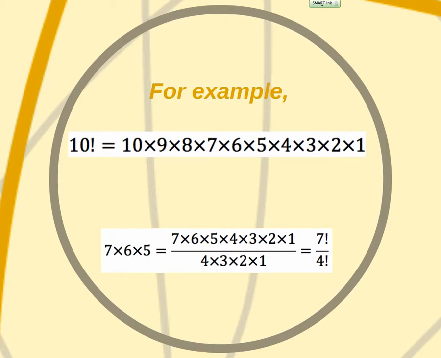Alright, so here are some of those examples. 10 factorial means 10 times 9 times 8 times 7 times 6 times 5 times 4 times 3 times 2 times 1. So whatever your number is with the factorial, you multiply that number by every single number that comes after it. Now, we will be practicing a few things without using a calculator, so it is important to know how to express that.